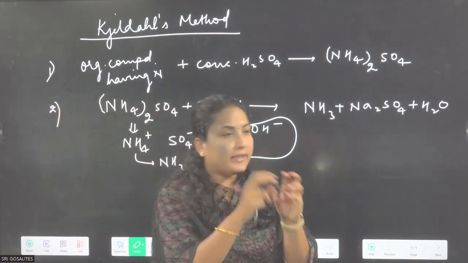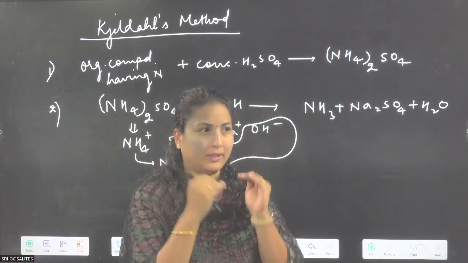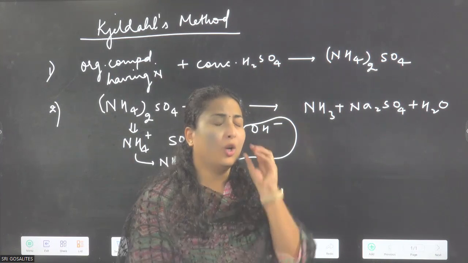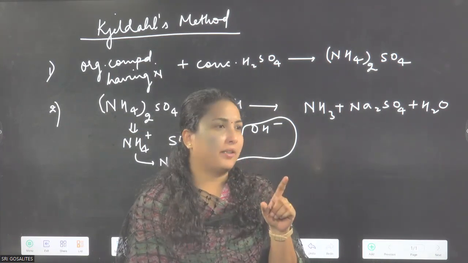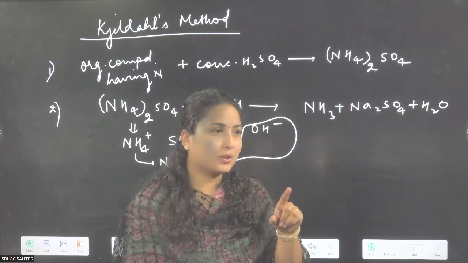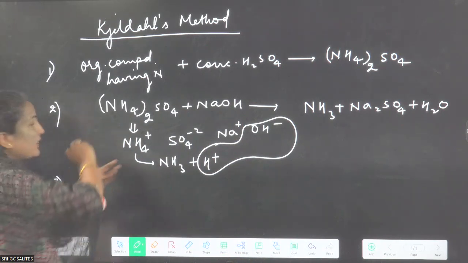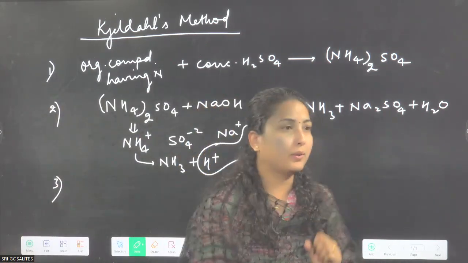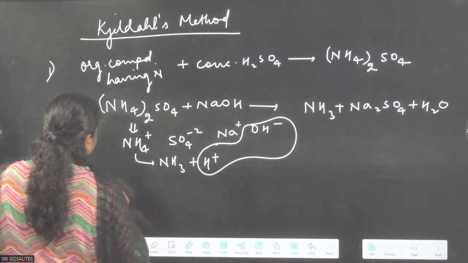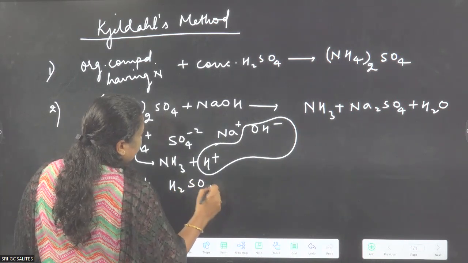Now if I leave this ammonia like that, it will be lost to the atmosphere. And ultimately, I have to estimate my nitrogen only in the form of this ammonia. So I need to make arrangements so that we can capture this ammonia. Okay. So how do we do that? You'll see that there is an equipment where it is written Kjeldahl's trap. Okay. So in Kjeldahl's trap, we are basically taking this ammonia. We are adding excess of this H2SO4.